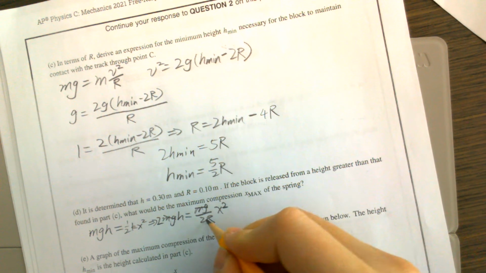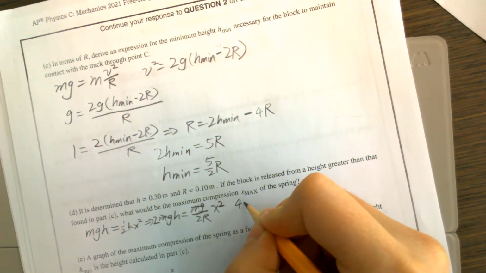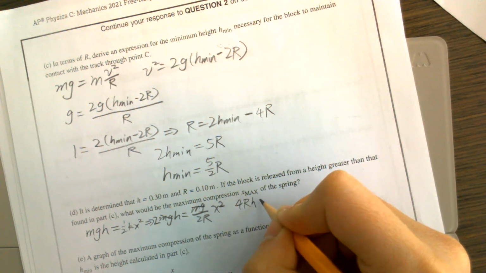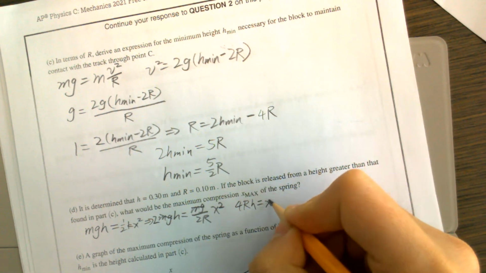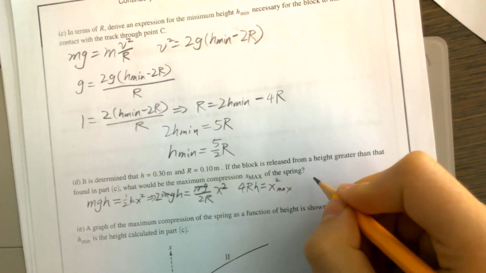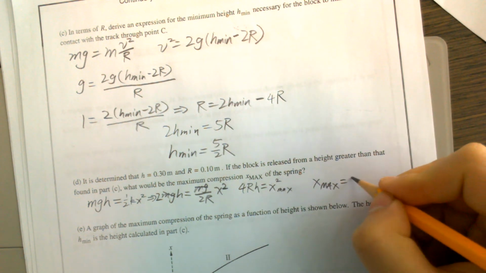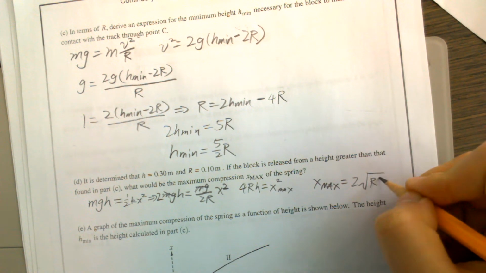mg and mg are cancelled, with times 2 on both sides, so 2r on both sides is 4rh equal to x max squared. So my x max is simply equal to 2 times the square root of rh.